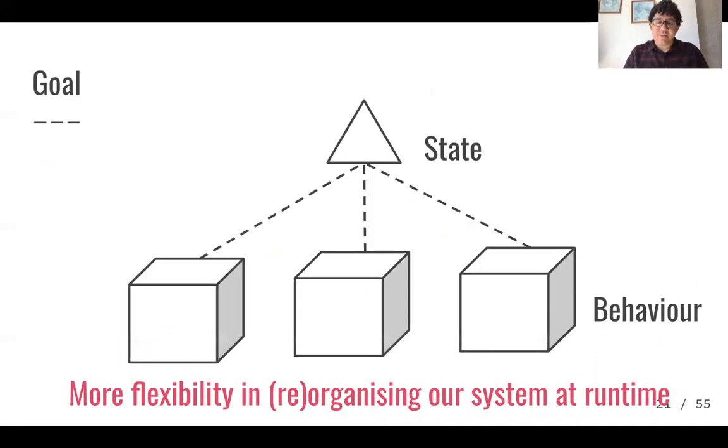By extracting the state from the behavior, the behavior becomes stateless, and then we can replicate it as many times as we want and connect it to this isolated state we just disconnected from one particular object. By doing that, we give the system more flexibility in terms of how you can organize your objects at runtime without breaking the system. So that's actually our goal.